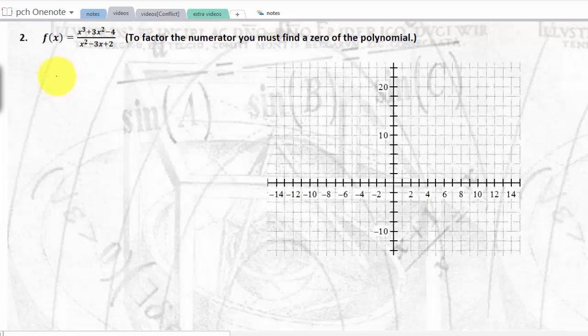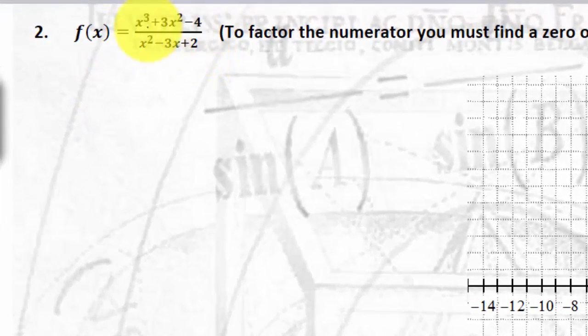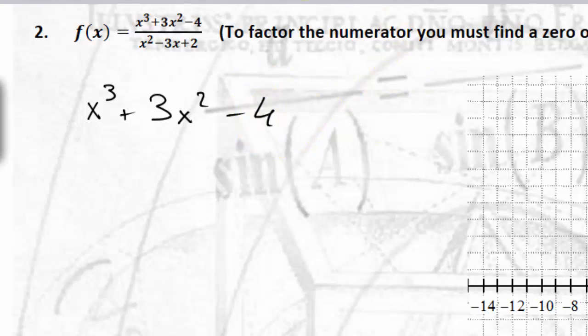The bottom, that's super easy. The top, look at the top, you got x cubed plus 3x squared minus 4. How can we factor that? Well, pay attention to the coefficients: 1 plus 3 minus 4. What is 1 plus 3 minus 4? That is 0.